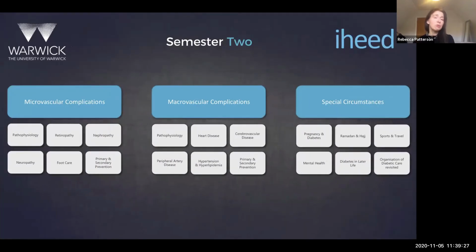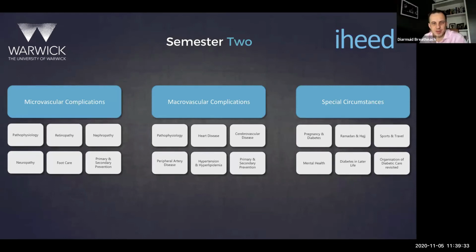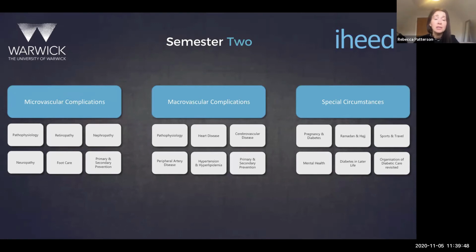Next, of course, we move into complications. I've already just touched on LLAs and foot care. But we also look at retinopathy, of course, and there's a full national screening program in Ireland, and I'm sure there's something very similar in Malaysia with regard to free screening for patients living with diabetes, and we'll teach you to interpret those retinopathy scans.